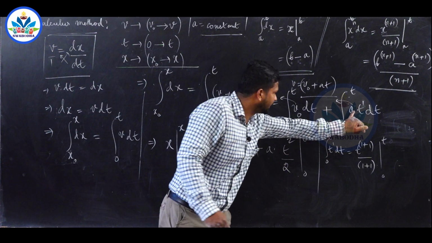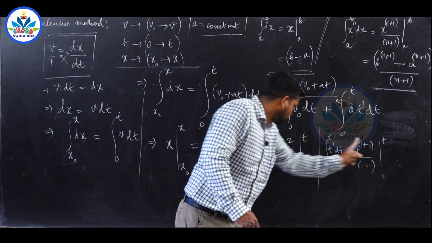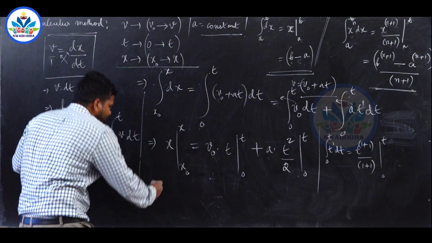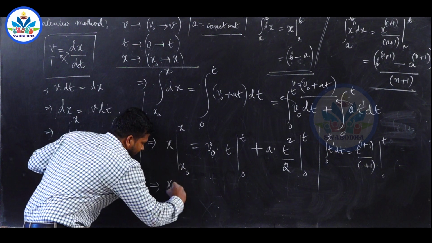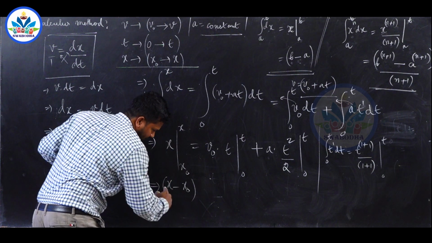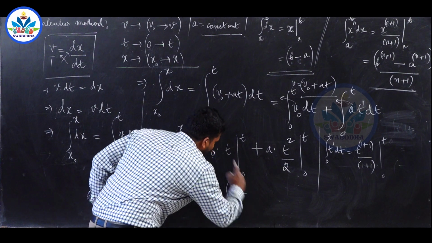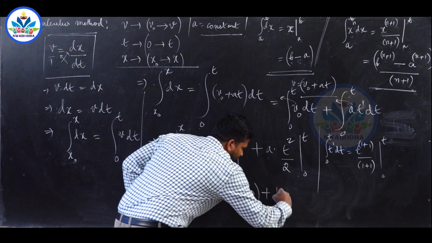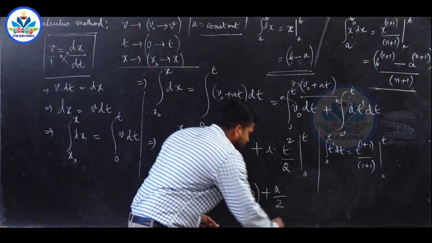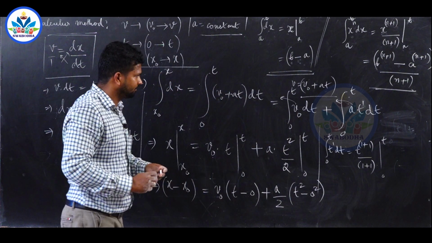I think I made the point very clear. A is constant, that is taken outside. Integration of t power 1 dt is t power 1 plus 1, that is t power 2, divided by the same 2, between the limits 0 to t. Now substitute upper limit minus lower limit: x minus x naught equals v naught into t, upper limit minus t equal to 0, plus half or a by 2 into t square minus 0 square, correct.